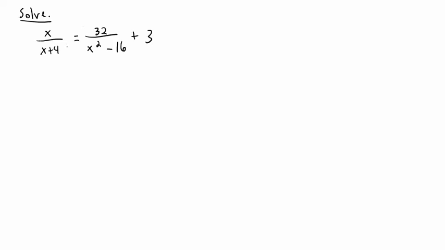So we're going to get all the fractions on one side. I'm going to subtract the fraction on the left to leave me my 0 on the left side. And on the right side, I'll have 32 over, and I'm going to go ahead and factor that denominator because I know I'm going to need to get a common denominator. So I have 32 over x squared minus 16. I'm going to leave a space. I'm going to write 3 as a fraction, make it 3 over 1. And I'm going to have minus x over x plus 4.